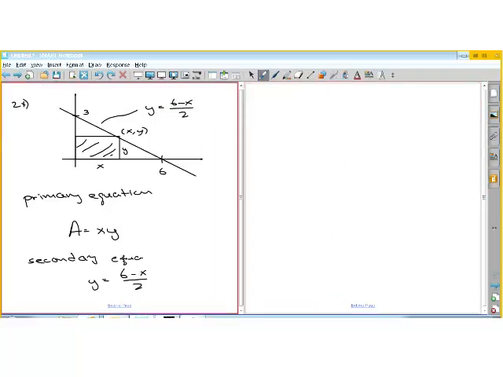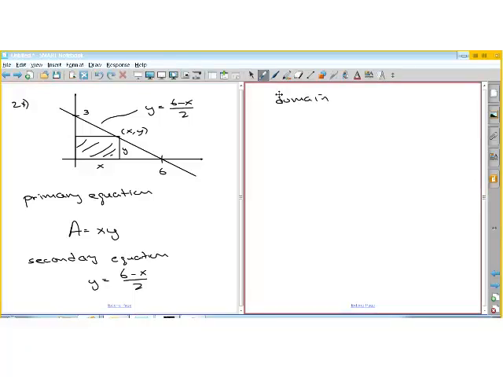So we have primary equation, secondary equation. What's our domain? Well, x is between 0 and 6, and y is between 0 and 3. Of course, it's not going to be 0 or 3 because then you'd have just this really little sliver, so we know it's going to be somewhere in the middle. So we've already solved for the y, so we might as well plug that into the primary equation.